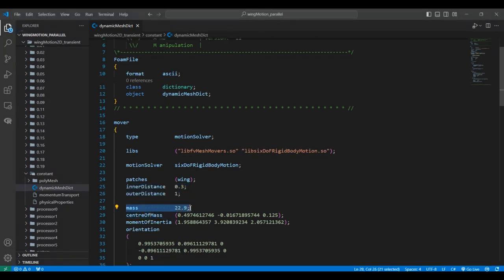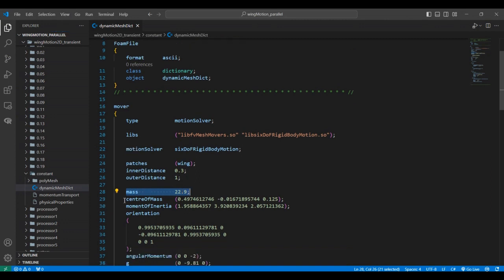Define the mass of the body, which acts as the entire mass of the wing that we have assumed. Next, we define the center of mass. It is actually the point at which the centroid of the body is considered. Additionally, we define the moment of inertia. One thing to note, it is not the radius of gyration, it is actually the moment of inertia in the three principal axes for the body.